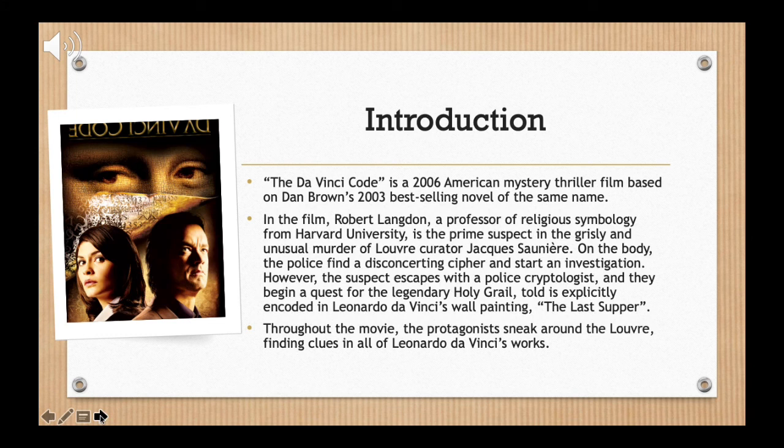Introduction. The Da Vinci Code is a 2006 American mystery thriller film based on Dan Brown's 2003 best-selling novel of the same name. In the film, Robert Langdon, a professor of religious symbology from Harvard University, is the prime suspect in the grisly and unusual murder of Louvre curator Jacques Saunière. On the body, the police find a disconcerting cipher and start an investigation.